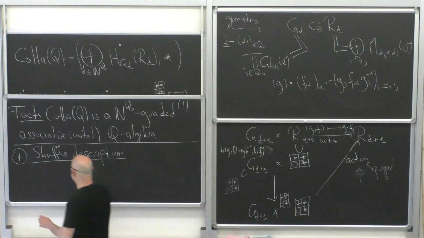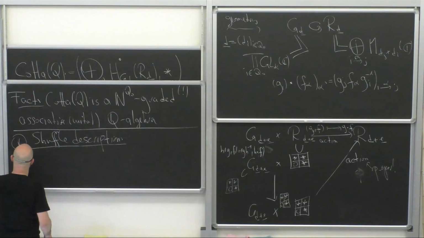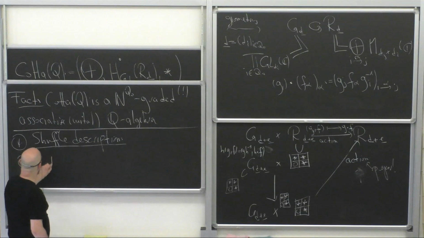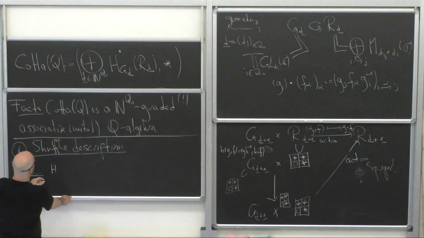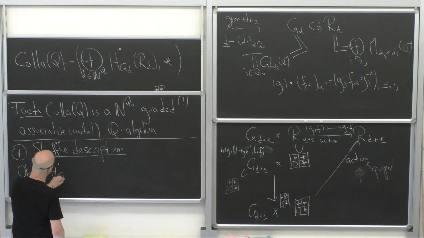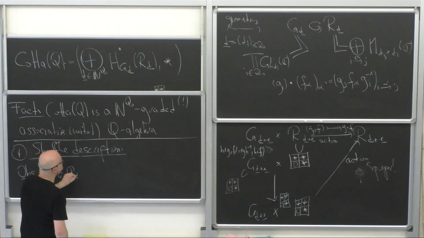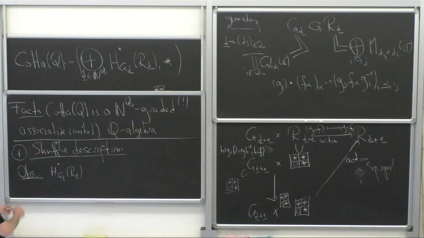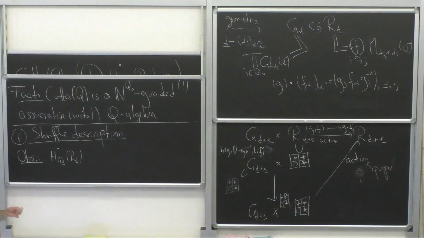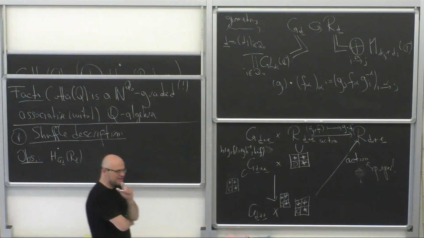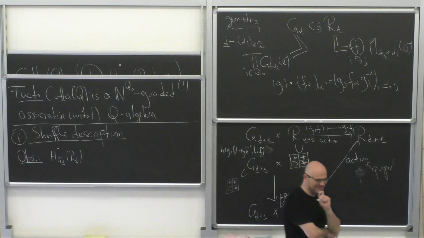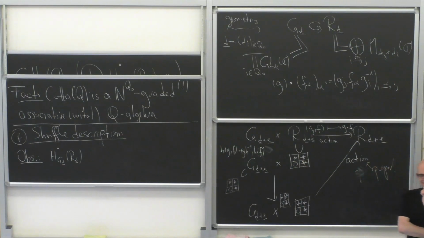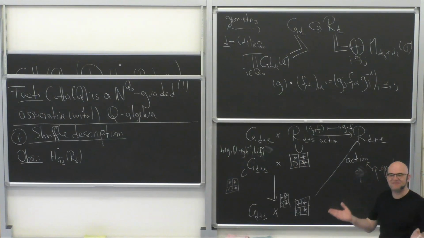Okay, we start with an observation. So the Coha is built out of these equivariant cohomologies of these spaces Rd, which are still on the blackboard, which is great. So let's make an observation, or let me help you in making an observation. Yesterday I showed you several properties of equivariant cohomology.